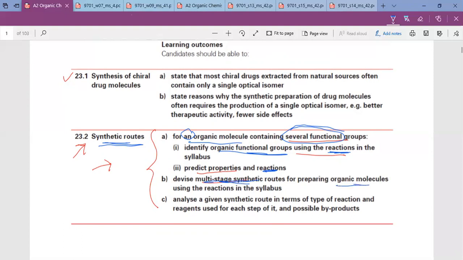Preparing organic molecules using the reactions. That means all the reactions now: alkanes, alkenes, halogenoalkanes, alcohols, acyl chlorides, amines, amides, aldehydes can all come together in one big picture. Of course, they use everything here and there. Analyze a given synthetic route in terms of type of reaction for each step, the reagents, and possible byproducts. Because of time, I'll just go through a few of these.